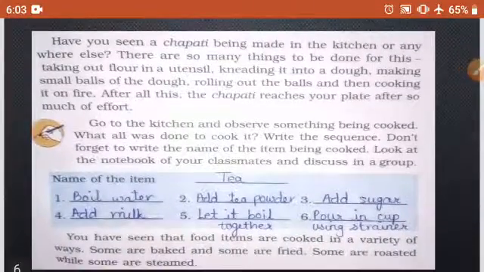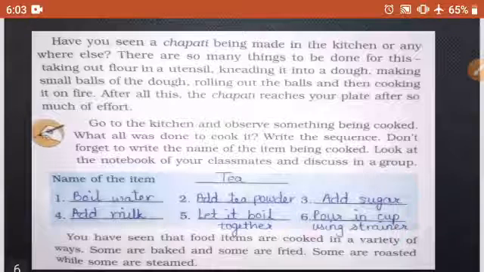Have you seen a chapati being made in the kitchen or anywhere else? There are so many things to be done for this. Taking out flour in a utensil, kneading it into a dough, making small balls of the dough, rolling out the balls and then cooking it on fire. After all this, the chapati reaches your plate after so much effort.